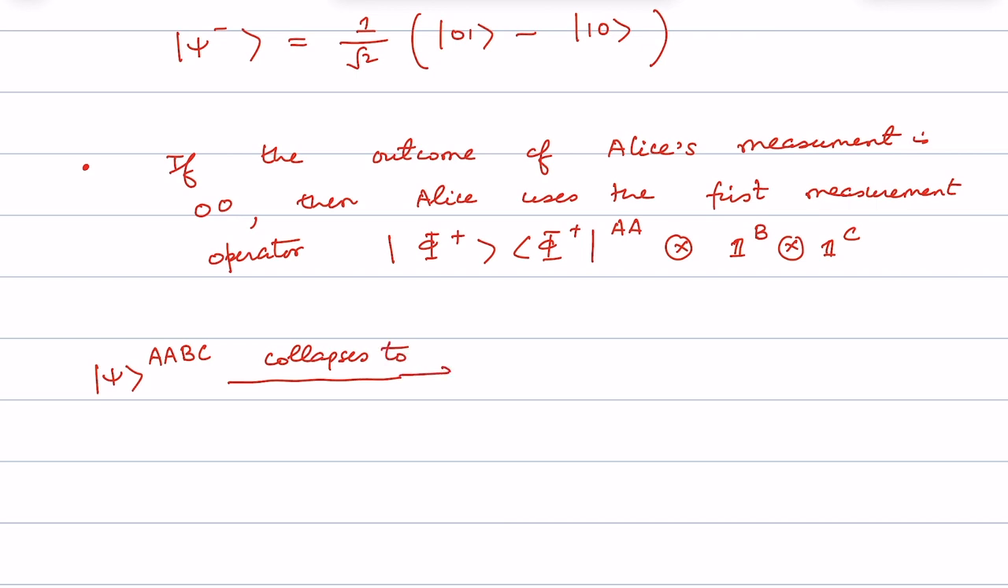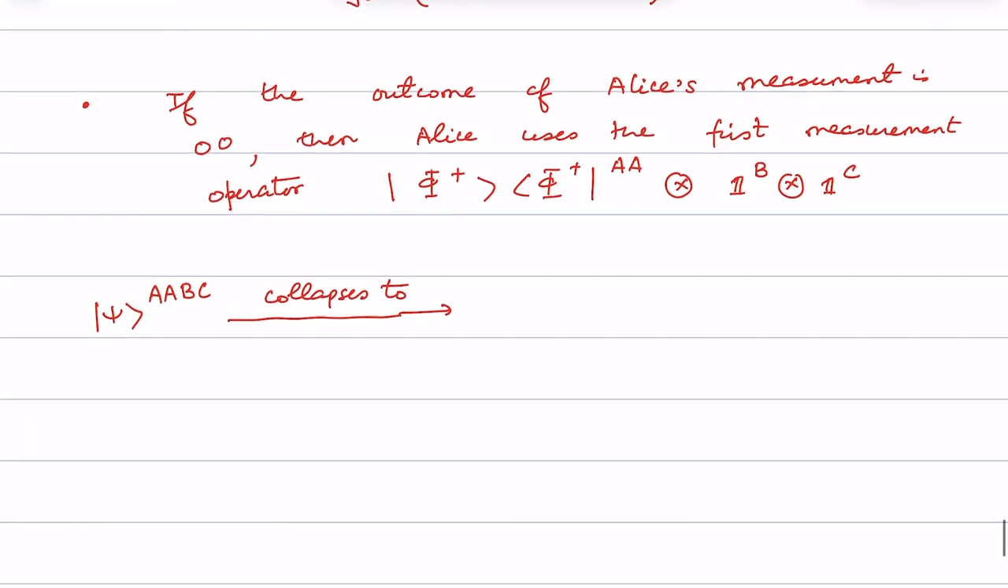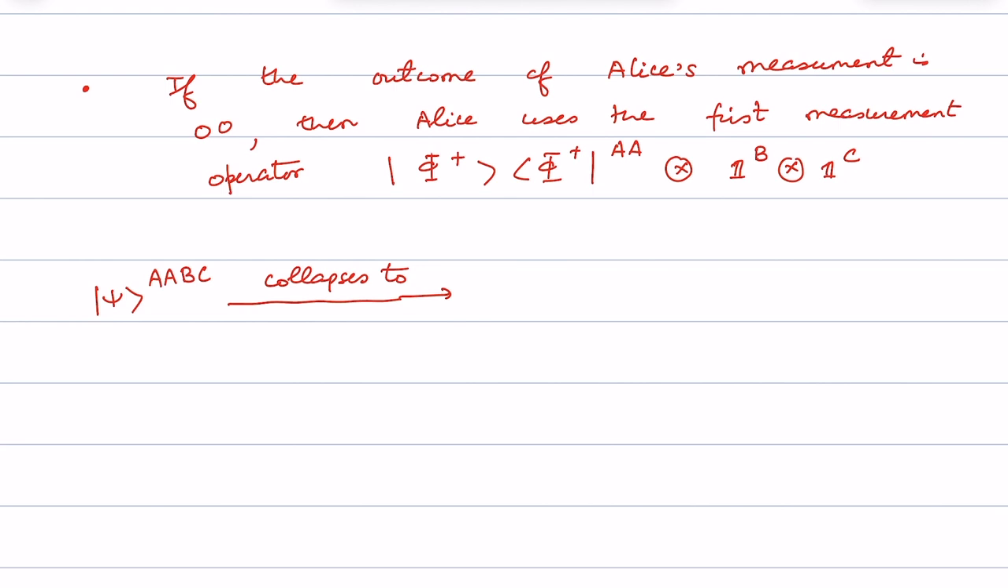This state collapses to the state M0 psi AABC divided by square root of P of 0. P of 0 is the outcome of first measurement, right? 0, 0. The probability of getting the outcome 0. We have already discussed these things in the earlier class.